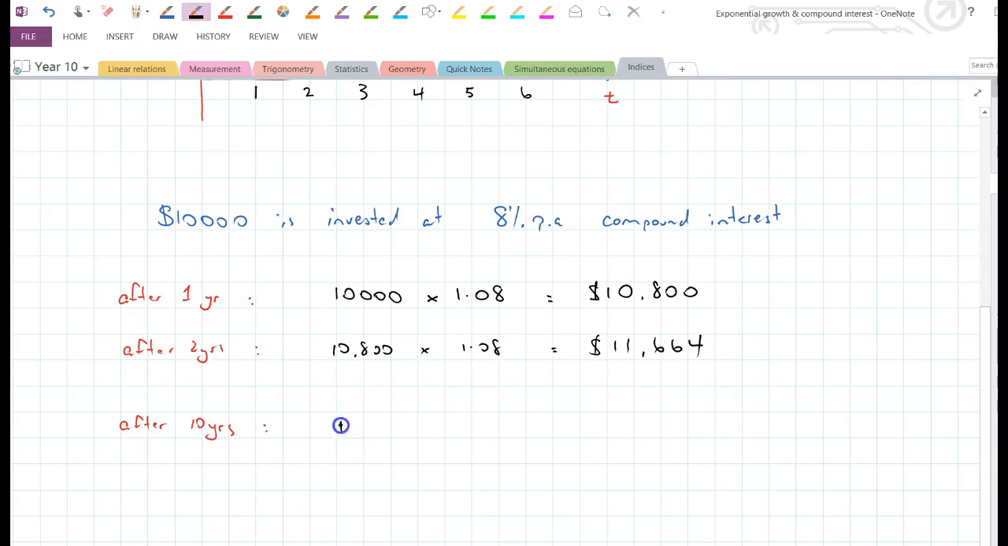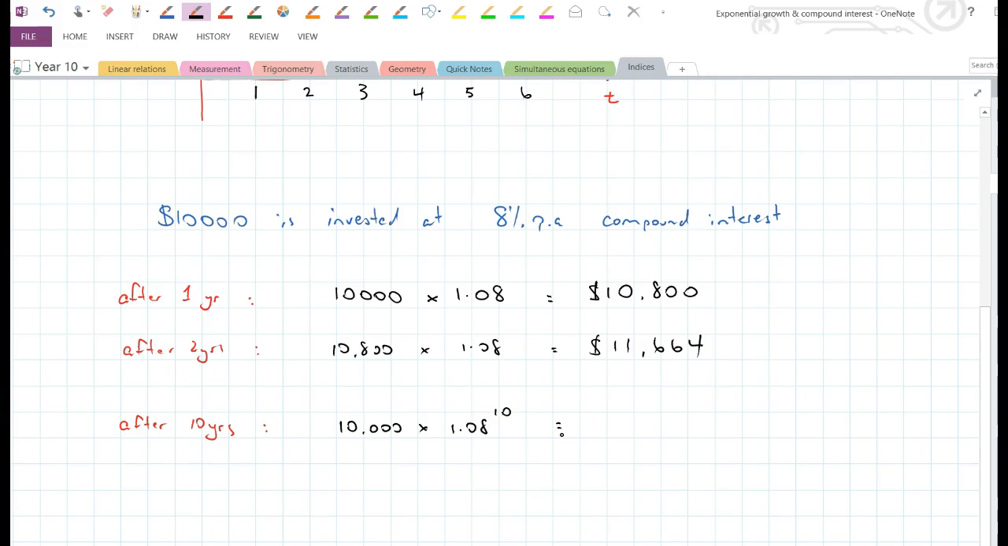Now you might have noticed here that we started with 10,000 and we multiplied by 1.08, but then what we did with that amount was we multiplied by 1.08 again for 2 years, and then with that amount we'd multiply by 1.08 again. So all that's happening is that this power is increasing by 1 each time, and for 10 years it'll be a power of 10.